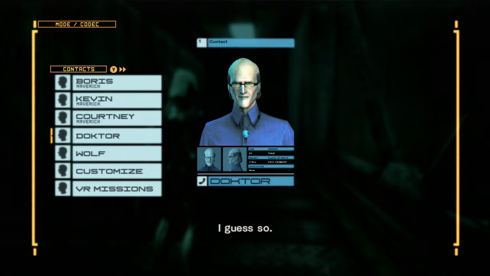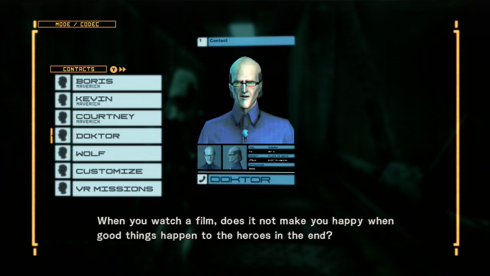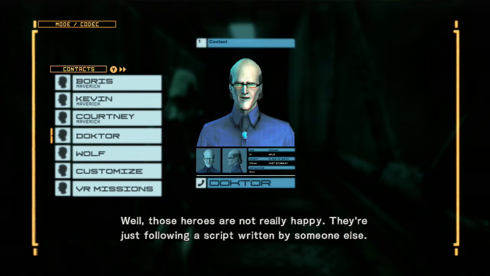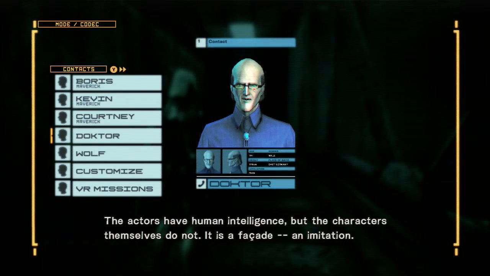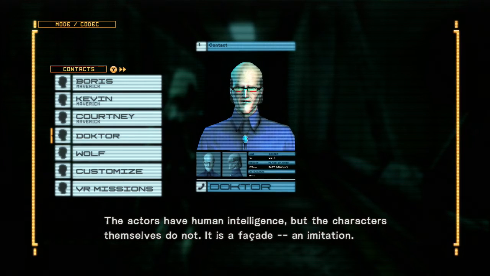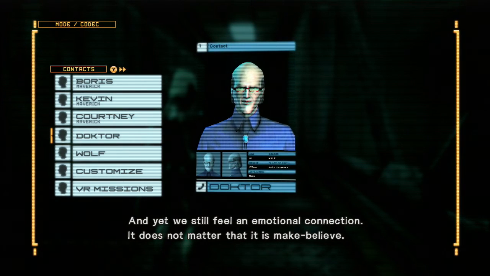I guess so. When you watch a film, does it not make you happy when good things happen to the heroes in the end? I'm not seeing the connection. Well, those heroes are not really happy. They're just following a script written by someone else. The actors have human intelligence, but the characters themselves do not. It is a facade, an imitation, and yet we still feel an emotional connection. It does not matter that it is make-believe.